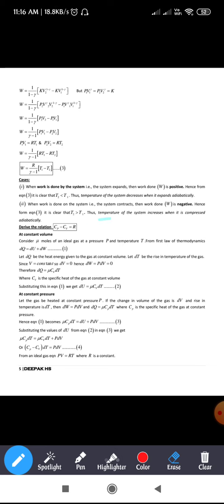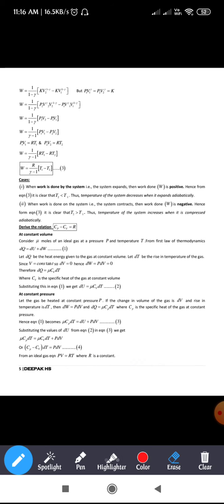That means you can conclude that T2 is greater than T1. Thus, the temperature of the system increases when it is compressed adiabatically. So, this is regarding the two cases.